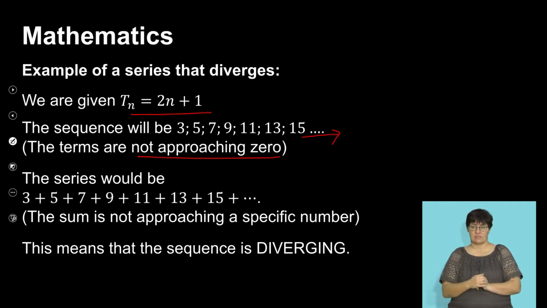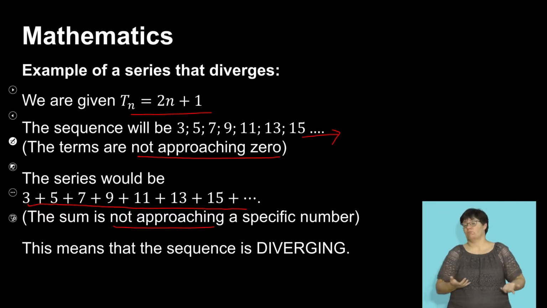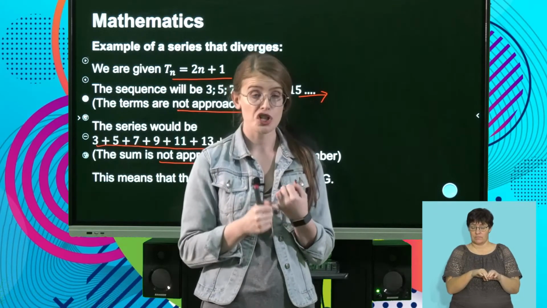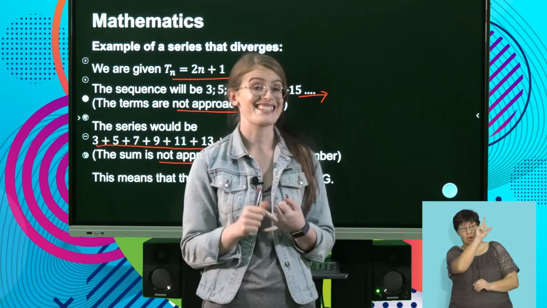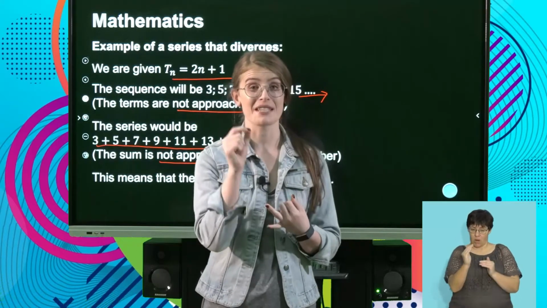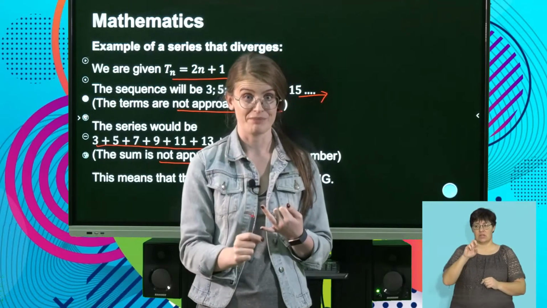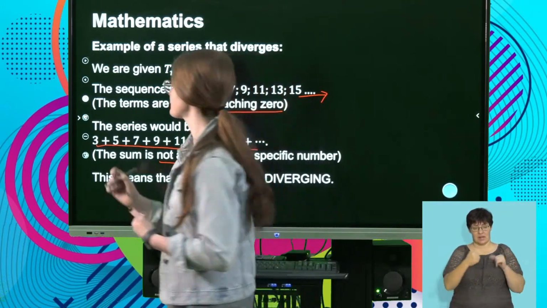The series would be 3 plus 5 plus 7 going the whole way up to plus 15. This sum is not approaching a specific number. Before, our series was approaching the number 4. So, everybody, I hope that you can see, because the term values are not approaching 0 and the sum is not approaching a specific number, this series is diverging. Let's look at the next slide.